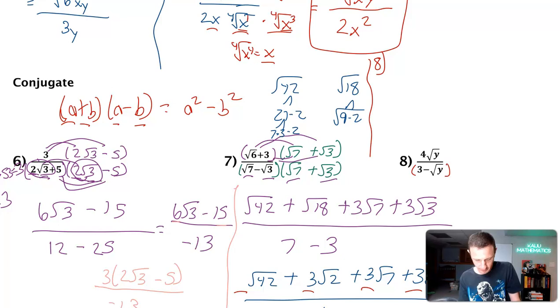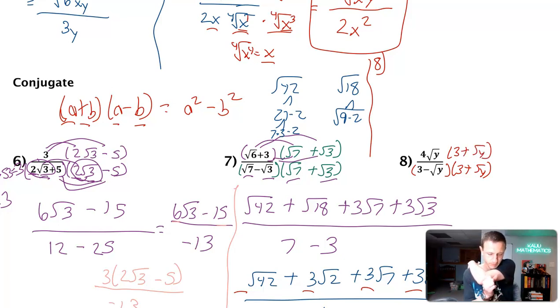So we're going to multiply by the conjugate. So that's going to be 3 plus square root of y, and then up here, 3 plus square root of y. So 4 root y times 3, 4 square root of y times square root of y. And then on the bottom, we're going to multiply that out.